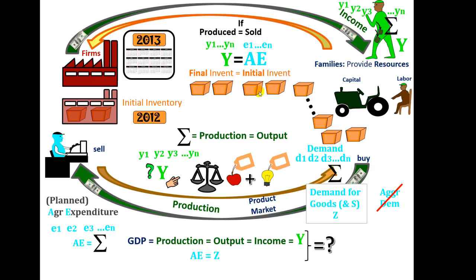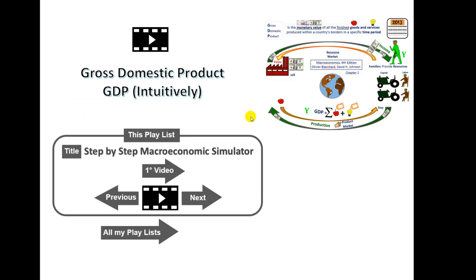In the next video, we are going to see in which cases Y can be different from AE. Income can be different from aggregate expenditure. So see you in the next video.